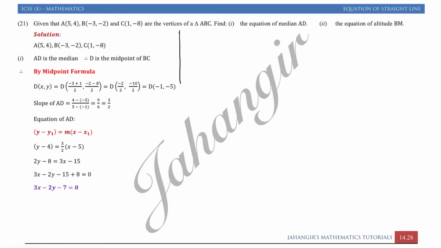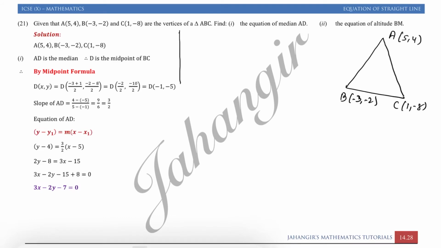Given that A, B, C are the vertices of triangle ABC: A (5, 4), B (-3, -2), C (1, -8). Find the equation of the median.